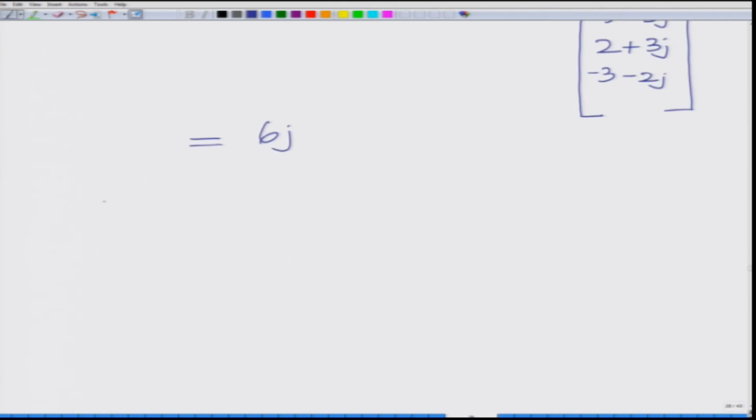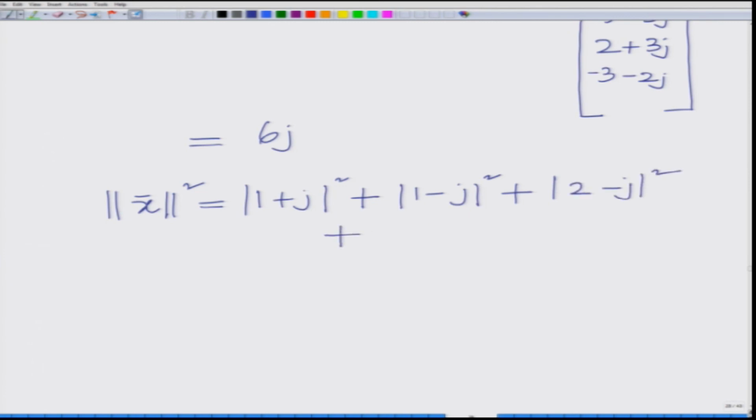Okay. And the other quantity is norm x bar square, which equals magnitude 1 plus j square plus magnitude 1 minus j square plus magnitude 2 minus j whole square plus magnitude 1 plus 2j whole square, which is equal to 2 plus 2 plus 5 plus 5, which is equal to 14.